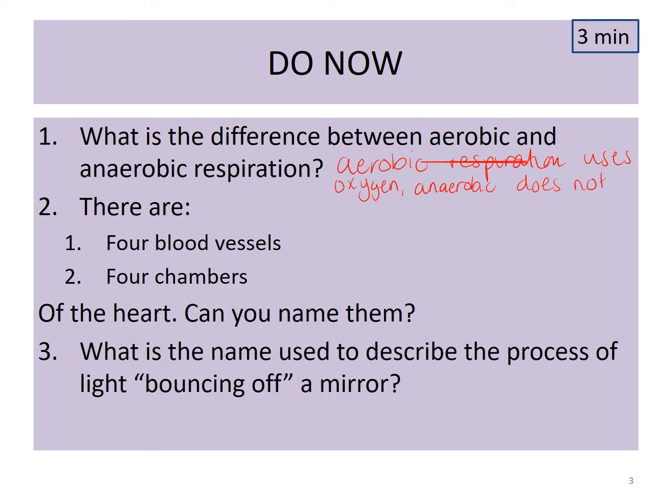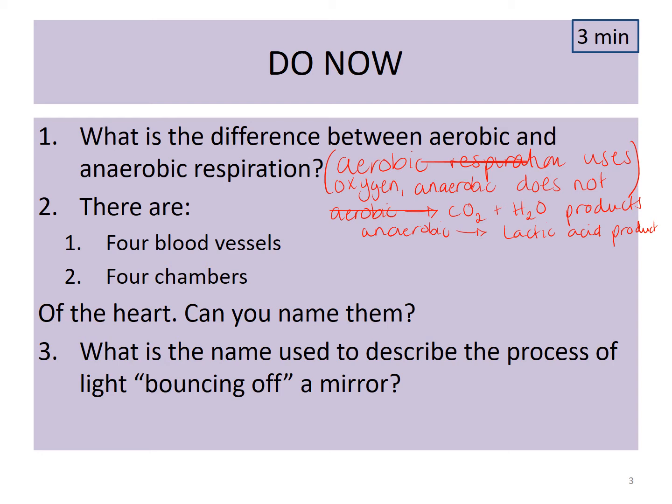We could also say that in aerobic respiration you have carbon dioxide and water as your products, but in anaerobic respiration we have that thing that makes our muscles hurt called lactic acid as our product. So we only have one product, lactic acid. Those are the 2 different things that you could have written as a difference between aerobic and anaerobic respiration. The most important one is about the oxygen. Aerobic respiration uses oxygen, anaerobic respiration does not.